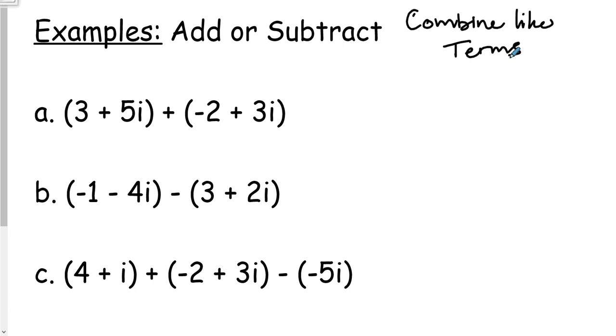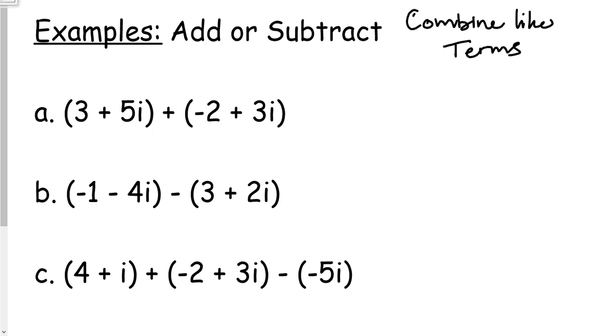Before, when we went through and defined what a complex number is, we said it had a real component and an imaginary component. So if we're adding or subtracting two complex numbers together, we need to remember that we're going to combine the reals with the reals and combine the imaginaries with the imaginaries. To start off with, we're going to take a look at this first example, A.